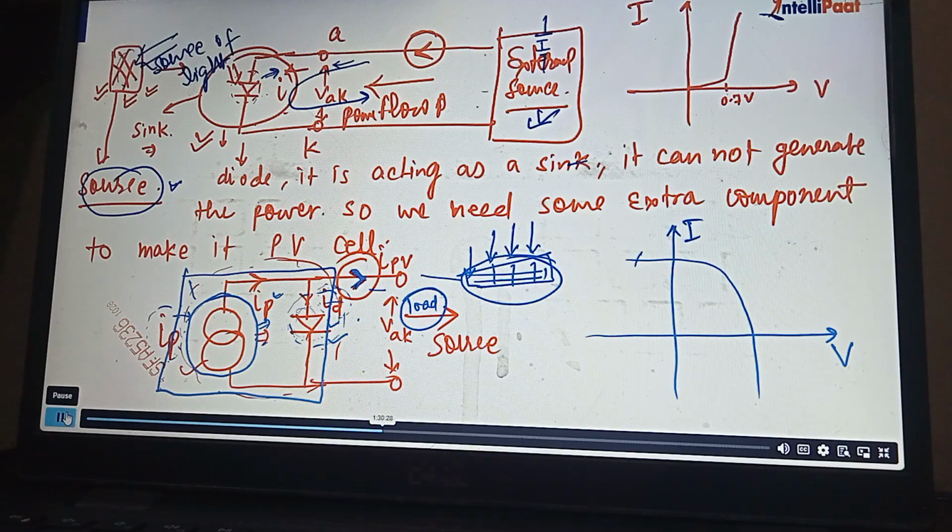If you flip the current, because now we are going to supply the current, the diode characteristic will be flipped in this way. Once the diode characteristic is flipped, instead of consuming power, you will generate power. Correct? Now let's see the total equivalent circuit.